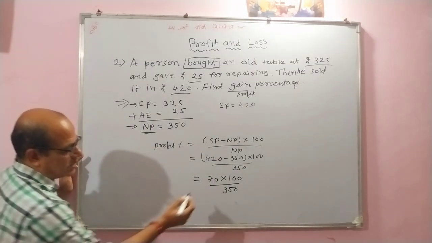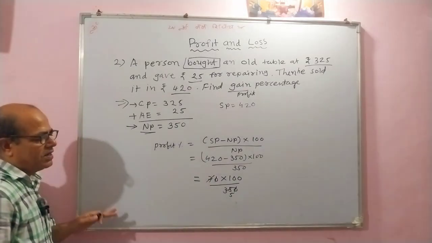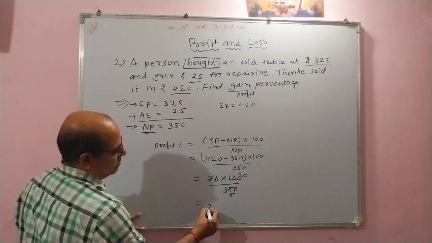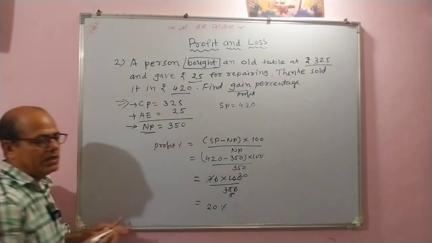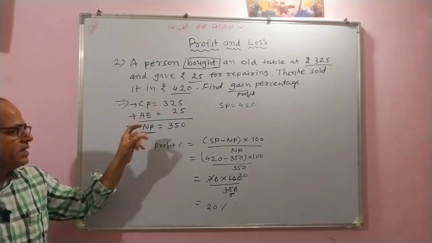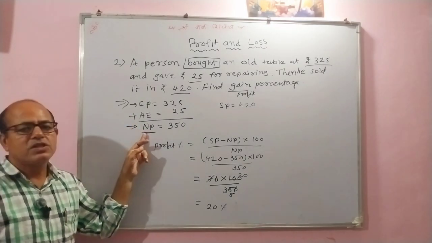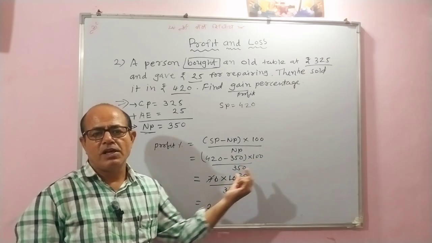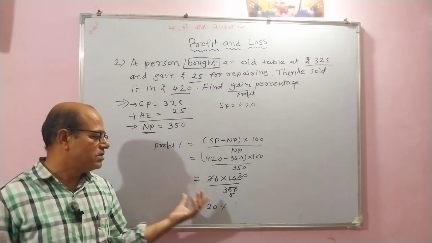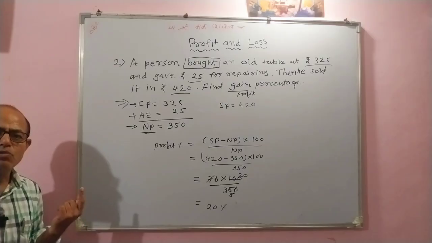Now you have to cancel one 0. 7 5s are 35. Now you can divide 100 by 5, that is 20. 20% is your answer. It is very simple. You only have to remember where to add AE, and that in place of CP you have to use NP. Then the simple formula, as I wrote in the previous example. So only subtraction, multiplication, cancellation and the answer. It's very easy. Now we'll go for one more example.